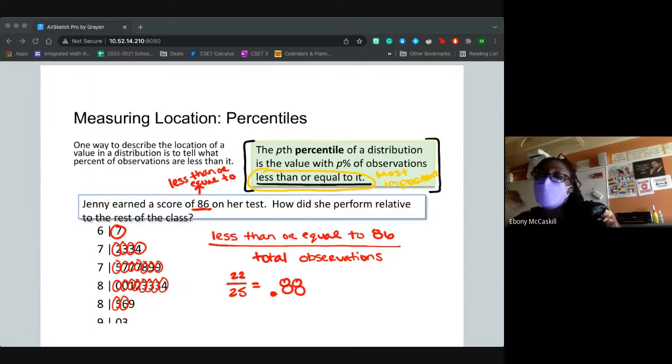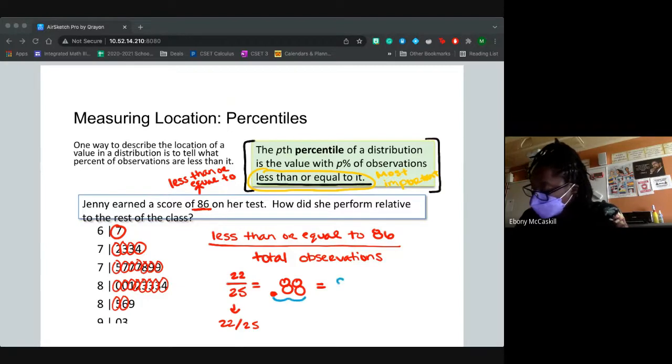And remember when we did our practice on how to change fractions to decimals, I divided it. So as a reminder, you need to do 22 divided by 25. And next we're going to change it into a percent. So we move the decimal over 2 times. So that means I'm left with the 88th percentile.